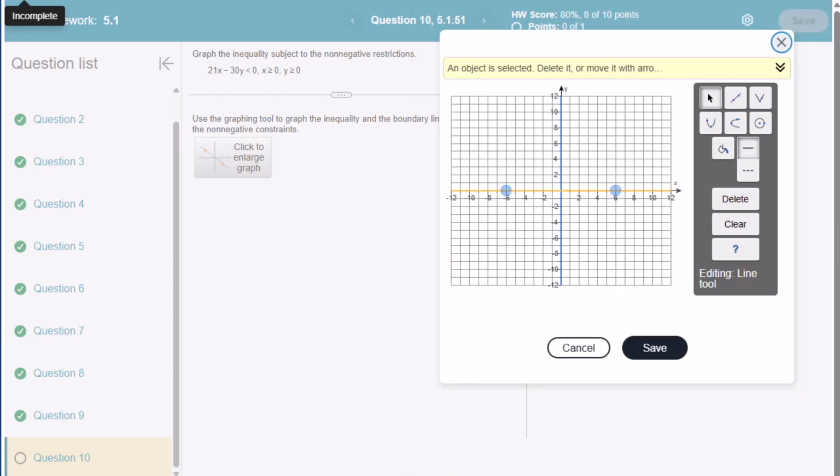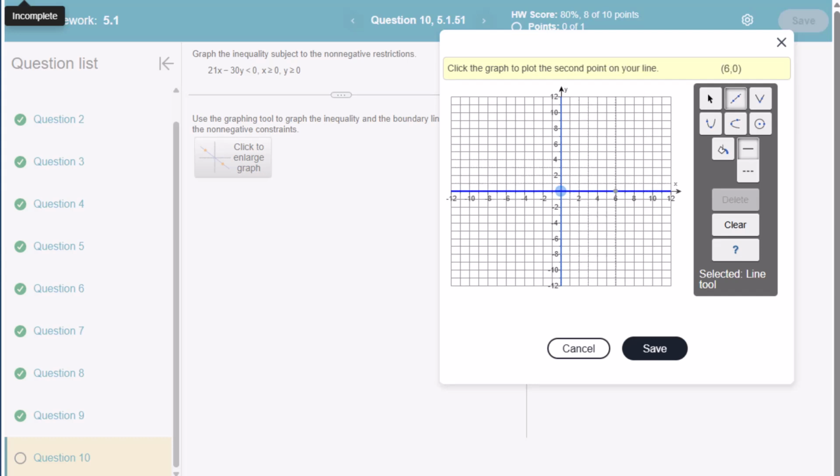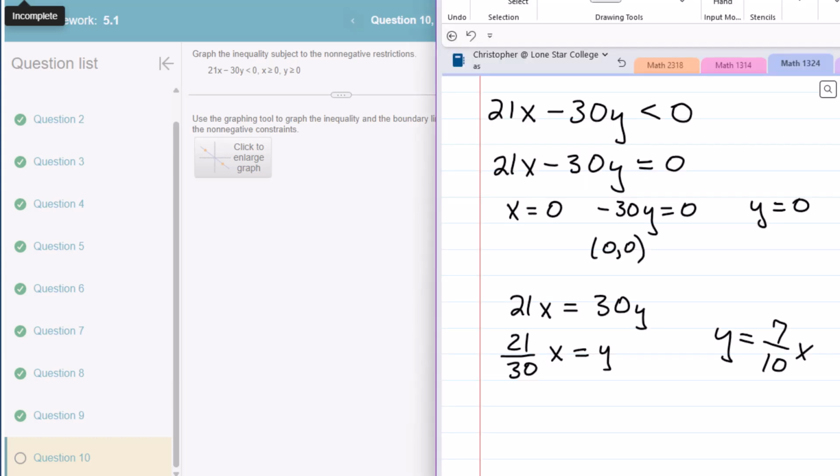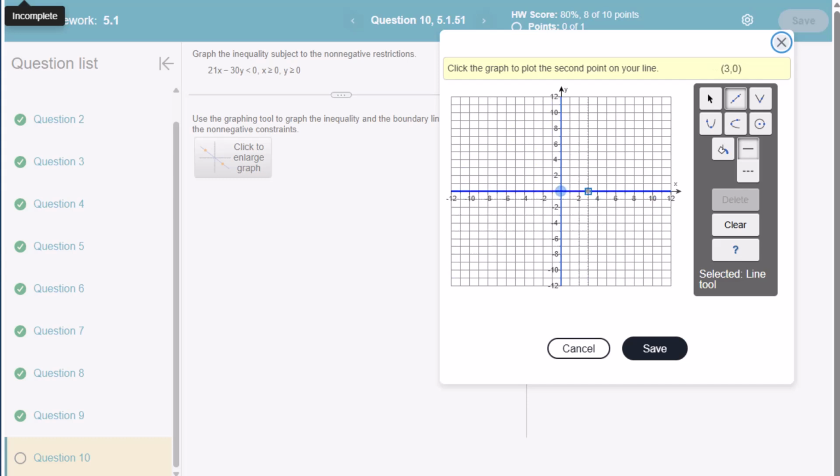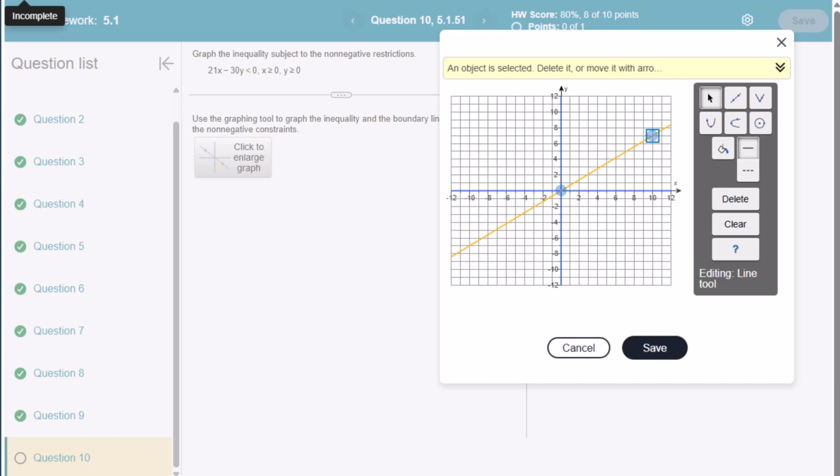Let's see. All right, so 0, 0, a run of 7. Was it 7? Let's see. 10, sorry, a 10 on the bottom. So a 10 on the bottom, got it. And now up 7. I think that's good. So that looks good. It is going through the origin. It is over 10 and up 7. But wait, it's got to be a dotted line.